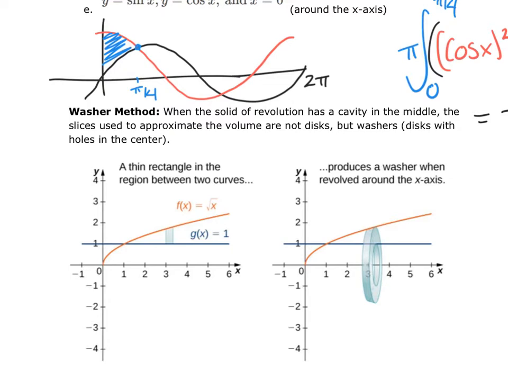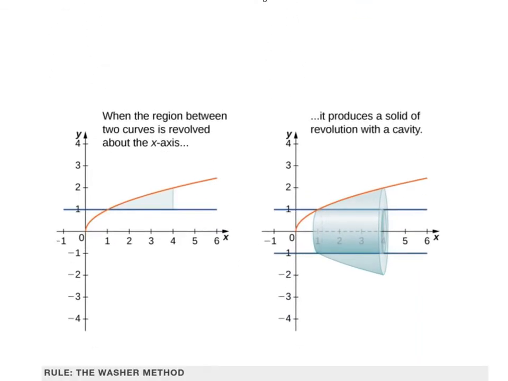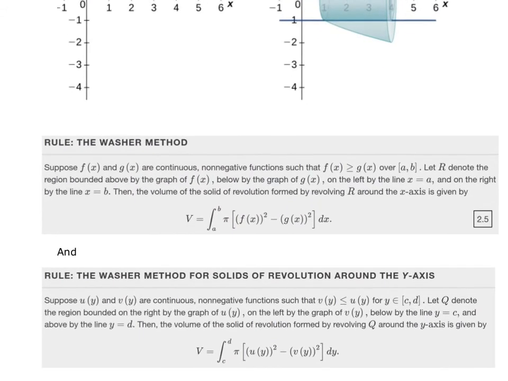So if I'm integrating with respect to x, I have to pay attention to which function is on the top and which function is on the bottom. If I'm doing it with respect to y, then I have to pay attention to who is on the left and who is on the right. And all that does is, when we're doing the washer method, as you'll see, our cross-sectional areas are donuts instead of a solid circle. So we have this donut, we have a cavity in it, and for this, we do the pi. This is going to be the f of x squared minus the g of x squared.